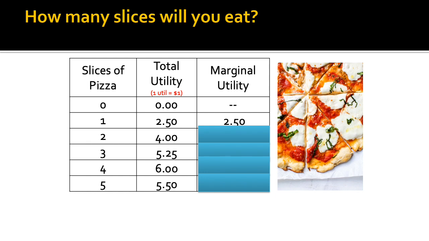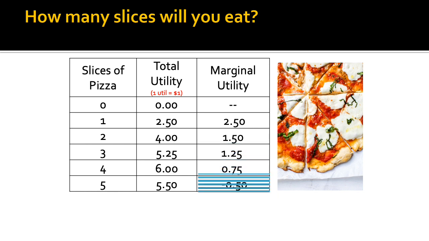What about from the first slice to the second slice? So in terms of total utility, once you consume 2 slices, you get 4 units or $4 worth of total utility. But what is the additional utility gained? Well, in this case, the additional utility gained is going to be $4 minus $2.50 or $1.50.